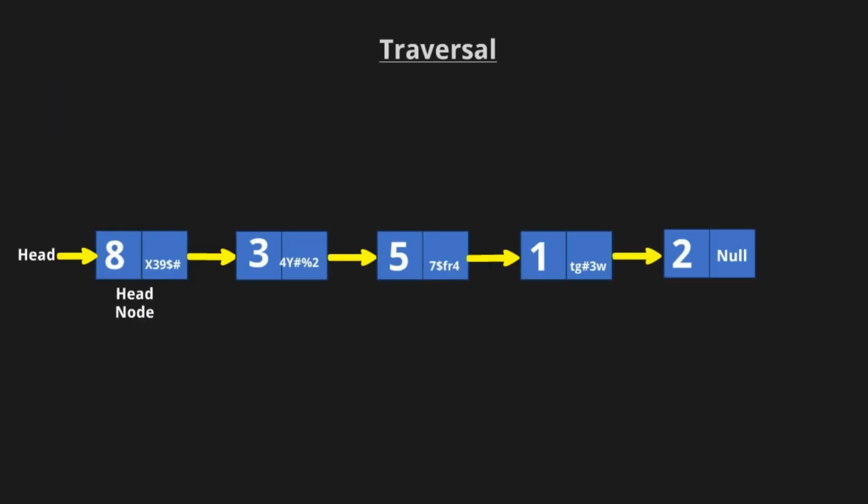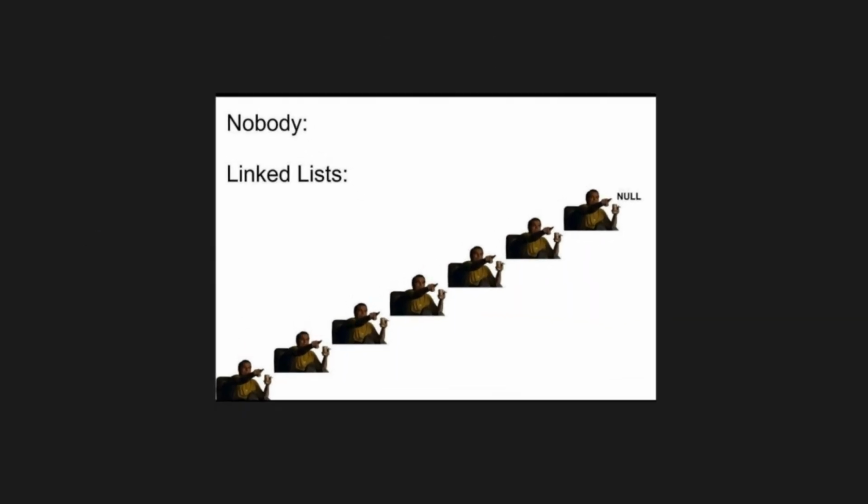Finally, traversal involves visiting each node in the list, starting from the head and moving to the next node until you reach the end. Traversal takes O(n) time, as you need to visit each node exactly once. Now that we have covered these operations, you can see how linked lists offer flexibility over arrays, but come with their own considerations of time complexity.